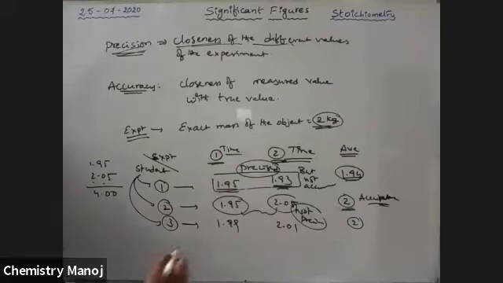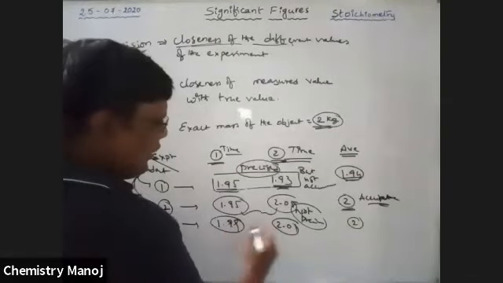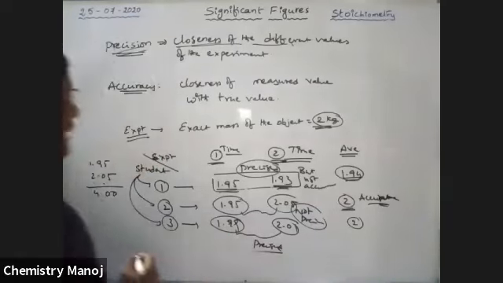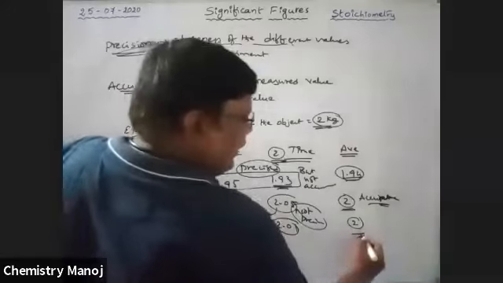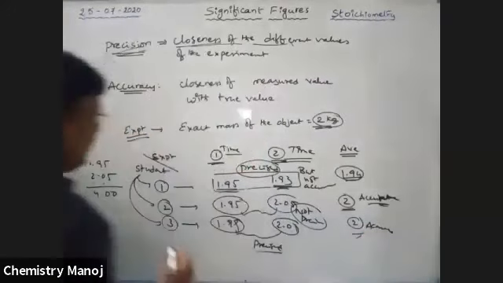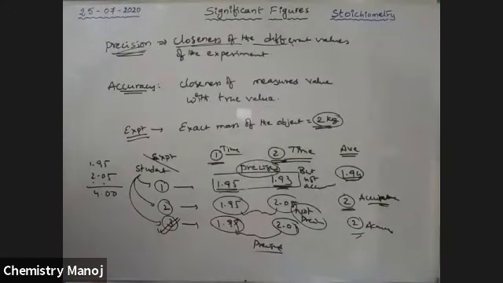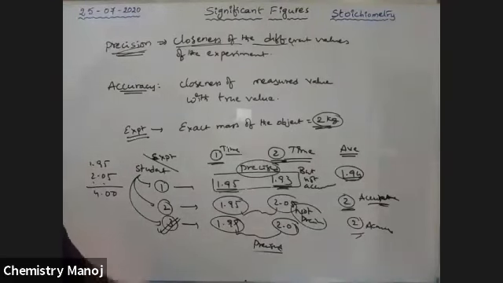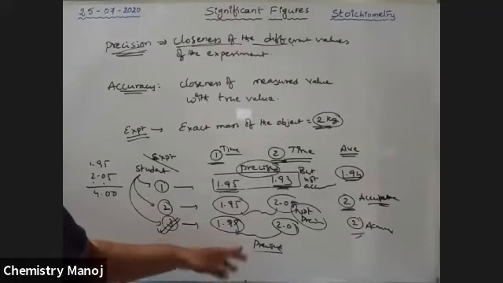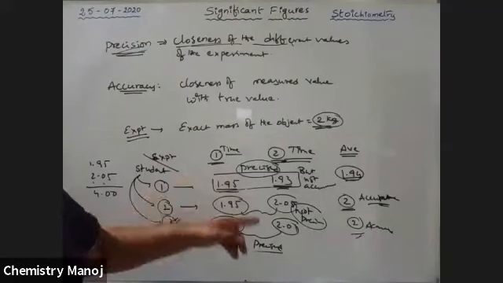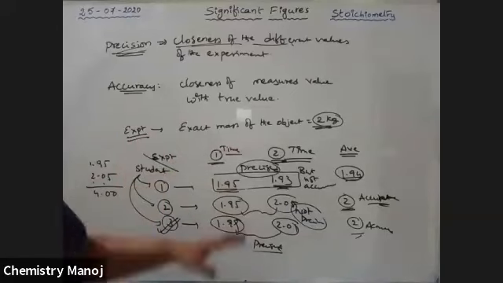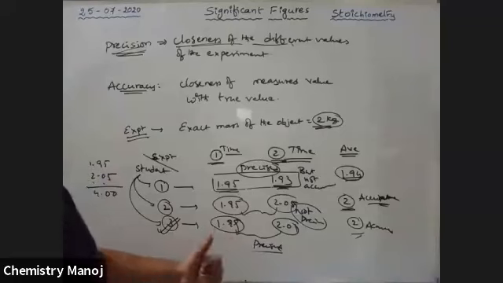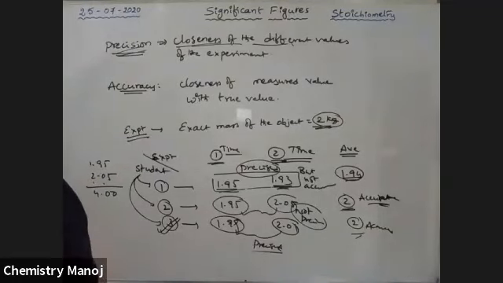Now see here. 1.99 and 2.01 are almost close, so it is a precise reading, equal to 2, and also accurate. Therefore, the third student is the best student during the experiment. In the third case, the values are precise and also accurate. So among these three students, the most efficient one is the third student.